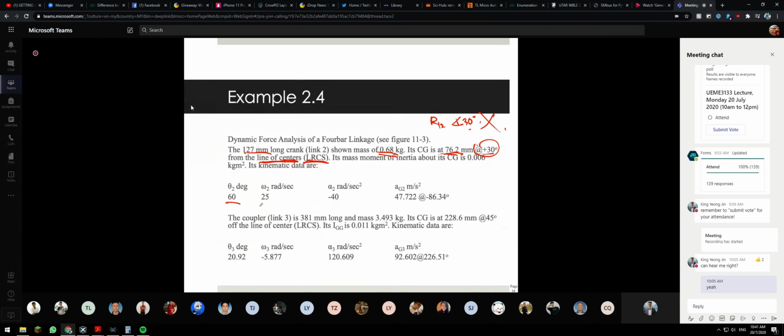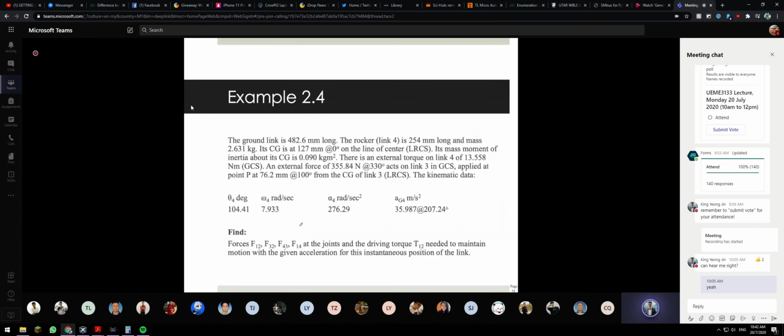So again, it gives us all these values. As I mentioned, if I ask you this question, normally I will not ask you all the way from the position analysis. So it will be given. And then link 3 also will be given all the values here. Right? So again, this one is not the actual angle that we will be using. You still have to calculate, because this 45 is based on the line of center, which is the local rotating coordinate system.